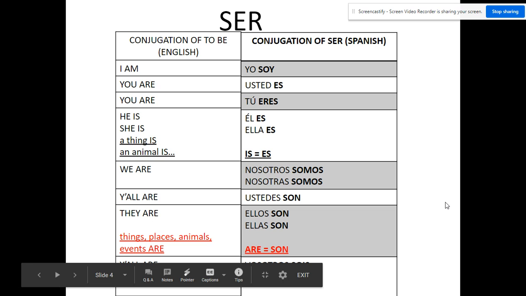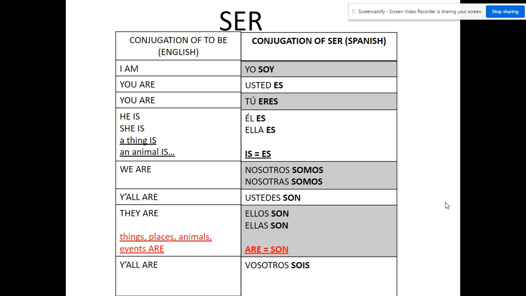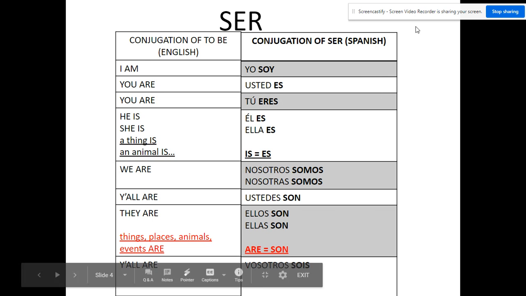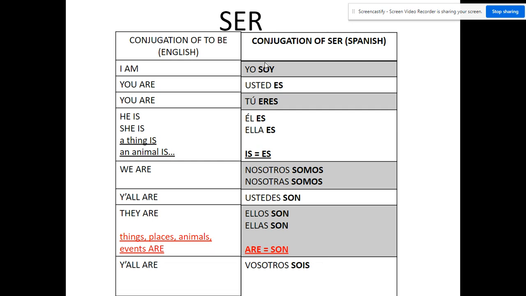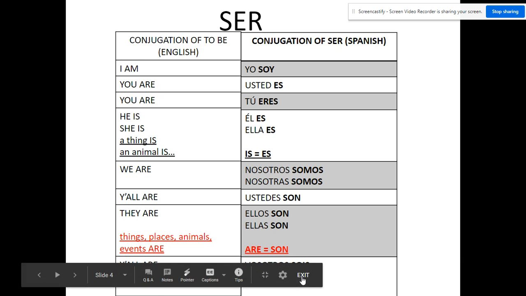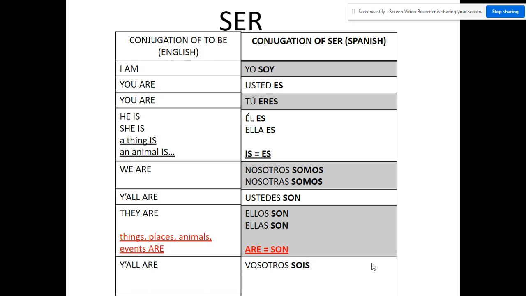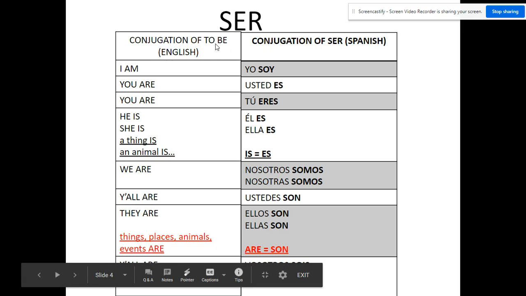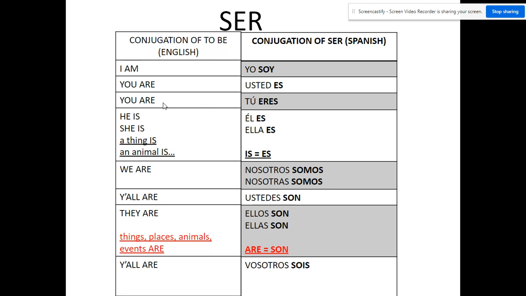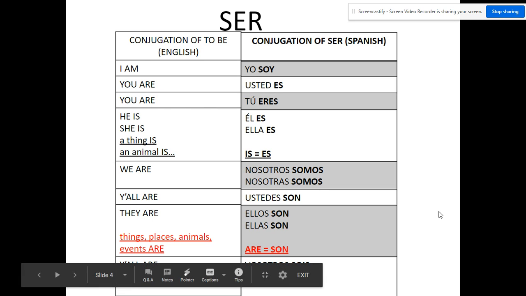This is the conjugation of the verb ser. As you can see, each subject pronoun has a different conjugation of the verb ser. Ser means to be. When you conjugate ser, it changes to all these conjugations in bold. Just like in English, to be changes to am, is, and are. Okay?